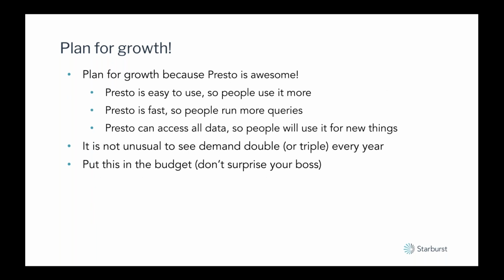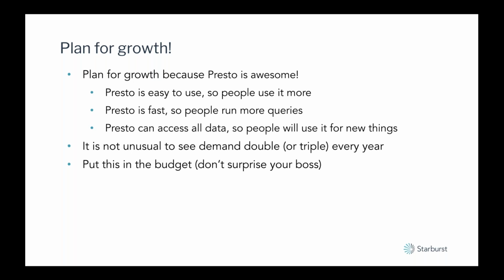Last point on this is plan for growth. My experience is everywhere Presto ends up, people start using it, they really like it and they end up using it more. Presto is really efficient, so it needs a lot fewer resources than you would have allocated to Hive or Spark. But because it's so efficient, people will ask more questions and use it a lot more. So you're getting a lot more value out of it, but there'll be a lot of demand. Also, Presto can do things like join data sources from different departments that just weren't possible before, so people will use it to build new things.